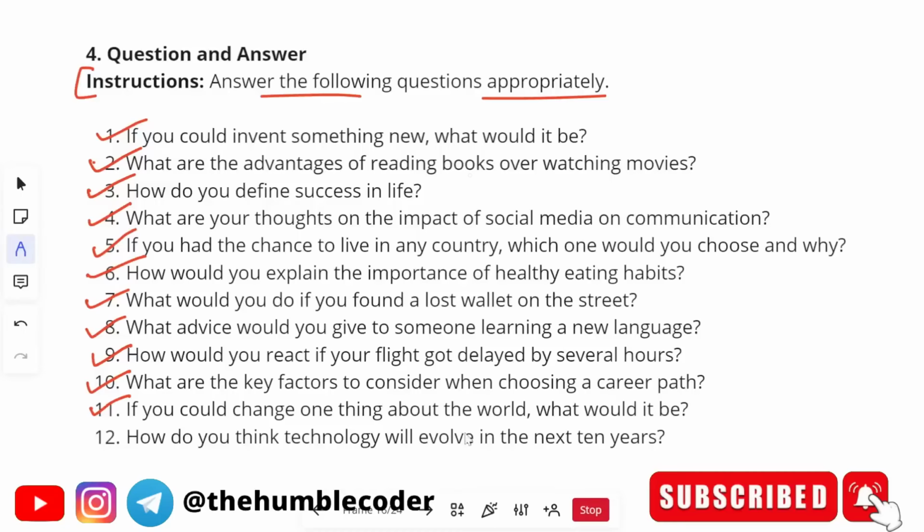If I could change one thing about the world, it would be eliminating poverty and ensuring equal access to education and healthcare for everyone. This would create a more just and progressive society, right? Moving on to the next one. How do you think technology will evolve in the next 10 years? The answer can be, technology will likely advance in artificial intelligence, automation, and renewable energy. We might see more smart cities, self-driving cars, and breakthroughs in healthcare and space exploration.